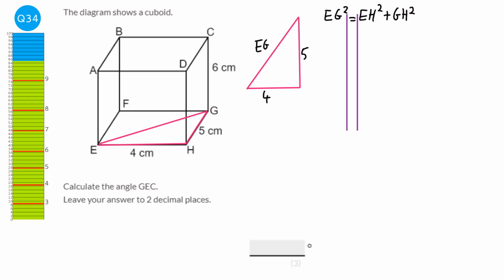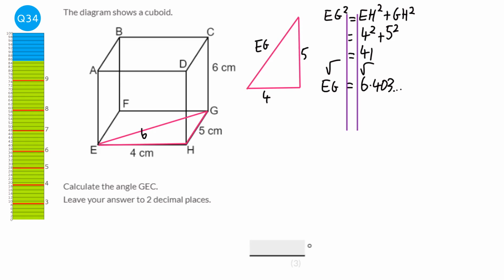Okay, so EH is 4, so it'd be 4 squared. And GH is 5, so it'd be 5 squared. And that's going to equal 41. And we're going to square root both sides. So we've got EG equals 6.403 and so on. Okay, so that gives us what EG is.